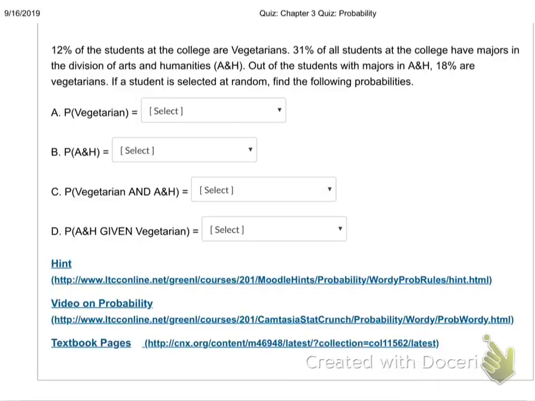All right, so this is number 10. 12% of the students at the college are vegetarians. 31% of all students at the college have majors in the Division of Arts and Humanities. Out of the students with majors in Arts and Humanities, 18% are vegetarians. A student is selected, and find the following. Now, right away you recognize, oh, it's just two characteristics again. That's totally true, but they have an extra curveball. It's generally the same as the last one, but with an extra curveball. So let's set it up.